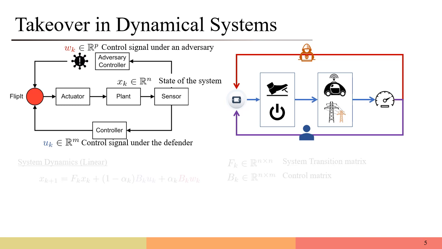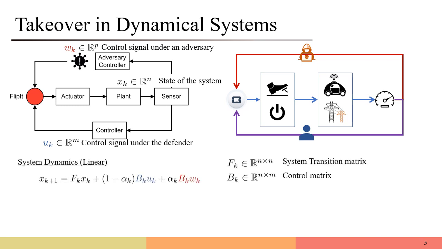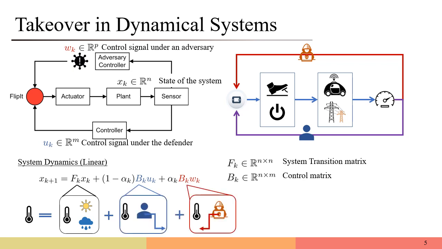In this work, we assume linear system dynamics, that is, the state varies linearly as a function of the previous state and control. For either the defender or an adversary control, the system evolves linearly. For example, the temperature of the room varies linearly with respect to the previous temperature, weather, and based on either the defender's or the adversary's control. A simple representation of the linear dynamics is shown in the figure on the right.